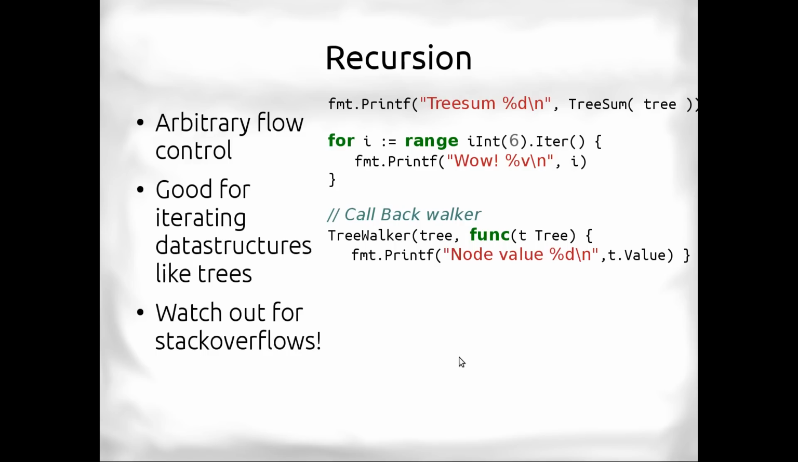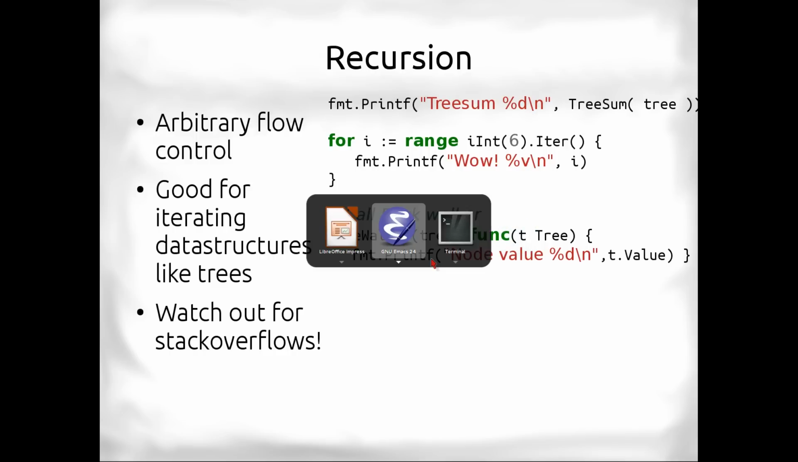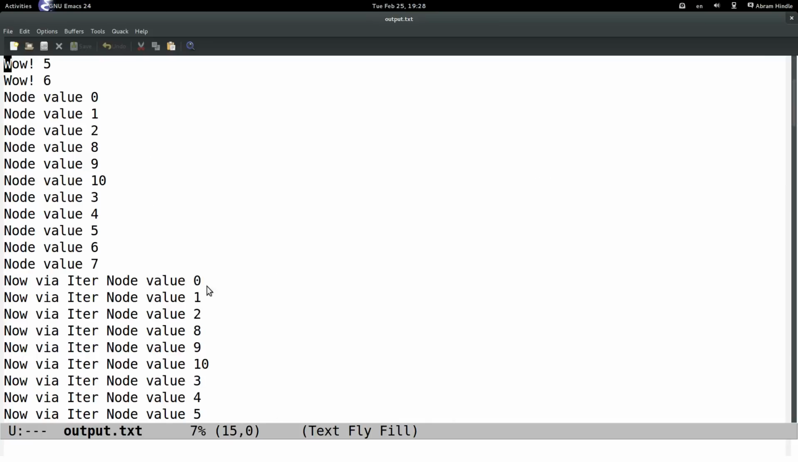This means we can do neat stuff like take the tree, pass the tree in, and then print out the tree value. We can just pass in this function right here, and then it can walk the tree for us. So this tree walker will be pretty useful. The output of the tree walker is node values, all these node values. So it's going 0, 1, 2, 8, 9, 10, 3, 4, 5, 6, 7.